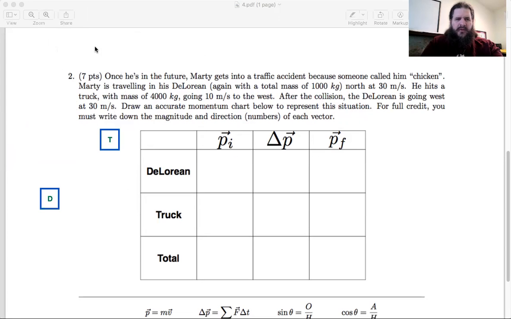The DeLorean is traveling north, and we know its speed. And the truck is traveling west, and we know its speed as well. So if we just label those, we've got speeds of 30 meters per second to the north and 10 meters per second to the west. So that's what our initial situation looks like. Any questions on the setup there so far?